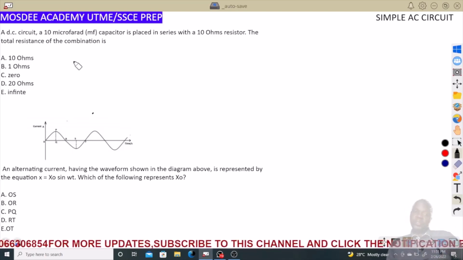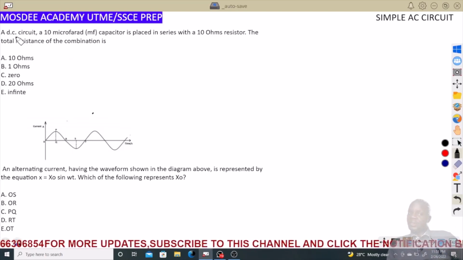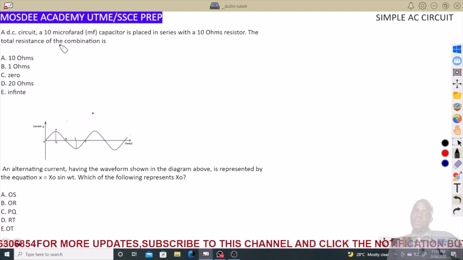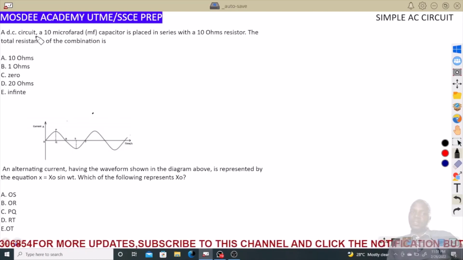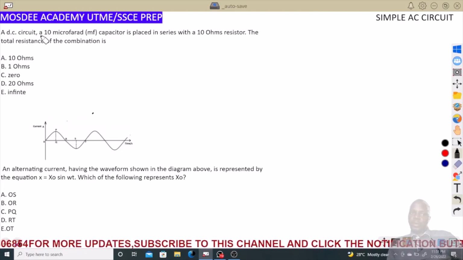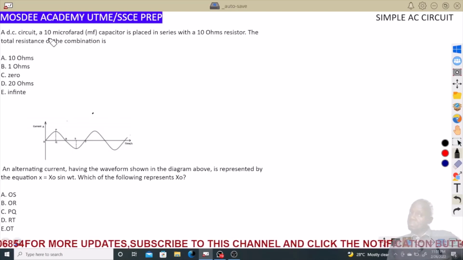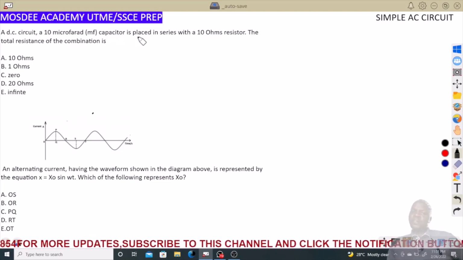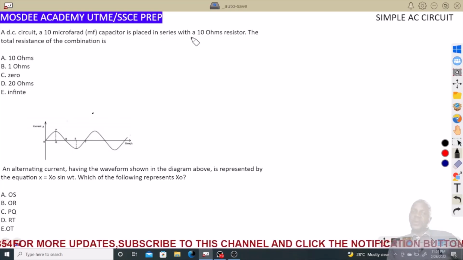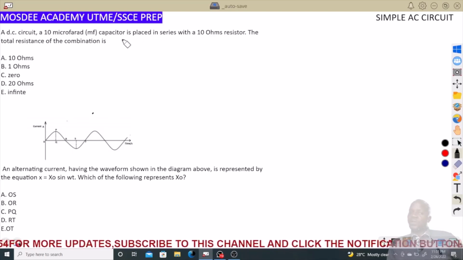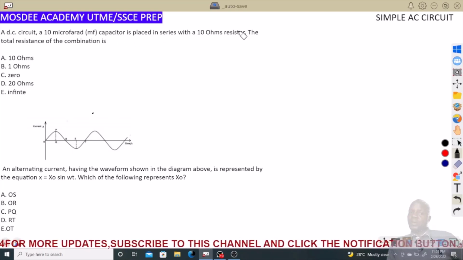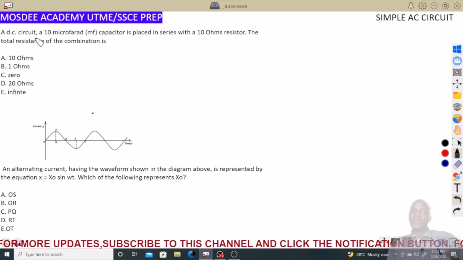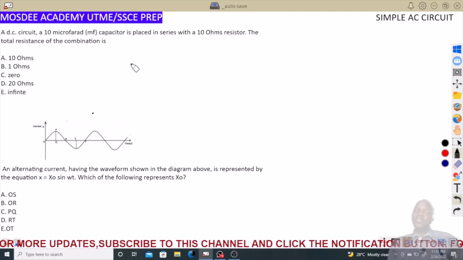We start with the first one, a DC circuit, which is direct current, behind the topic of AC. A 10 microfarad capacitor is placed in series with a 10 ohm resistor, with a DC source. The total resistance of the combination is what?